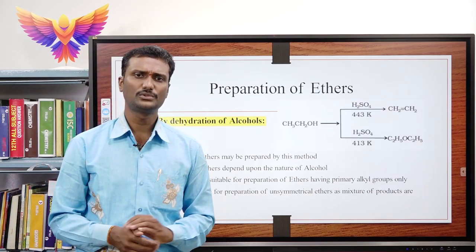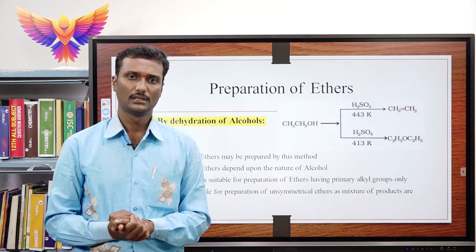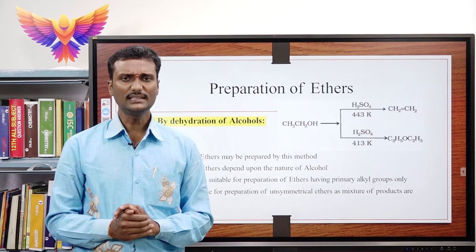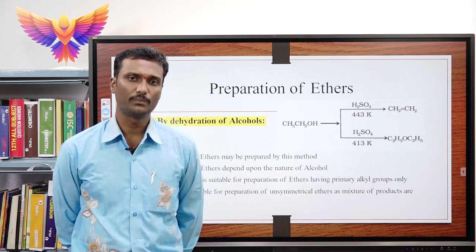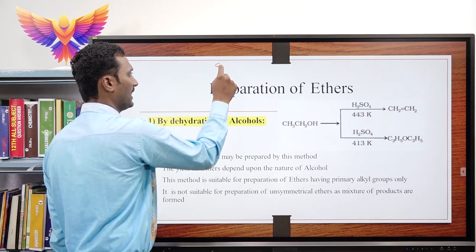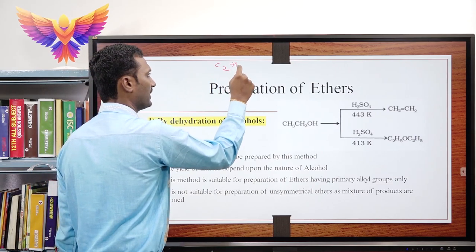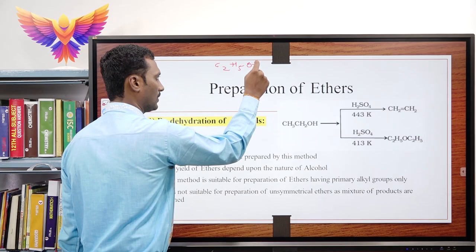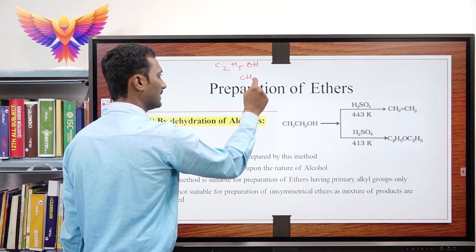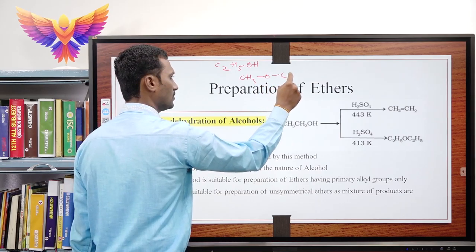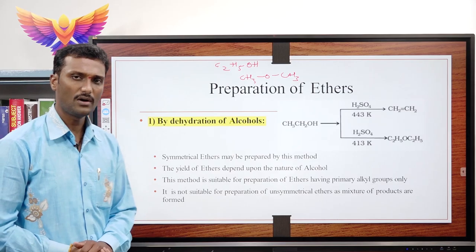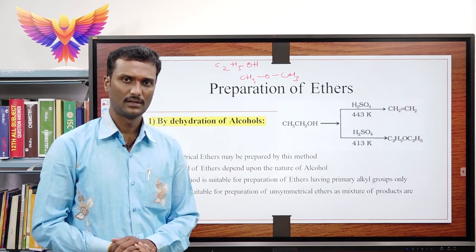Now let us come to the very important last concept, ether. Ether is a functional isomer of alcohol. I will show you. We have C2H5OH. This is an alcohol, am I right? So this alcohol can even be written as an ether. Hence it is a functional isomer of alcohol. You can count the number of carbon, oxygen and hydrogen atoms.